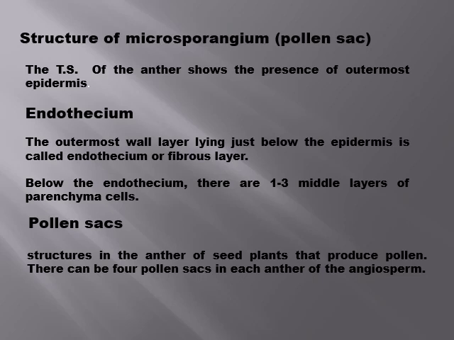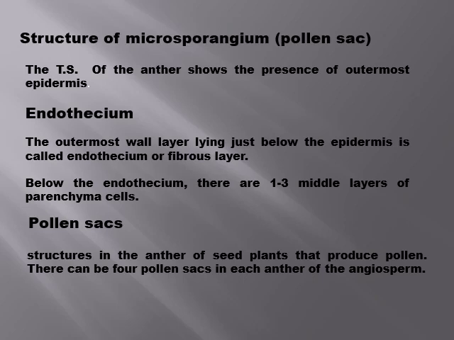Below the endothecium there are about 1 to 3 middle layers of parenchyma cells. So the layers next to the endothecium are made up of parenchymatous cells. Pollen sacs. Structures in the anther of seed plants that produce pollen grains. So the pollen sacs are the structures that contain the pollens or the pollen grains. So the pollen sacs' function is to produce the pollen grains.